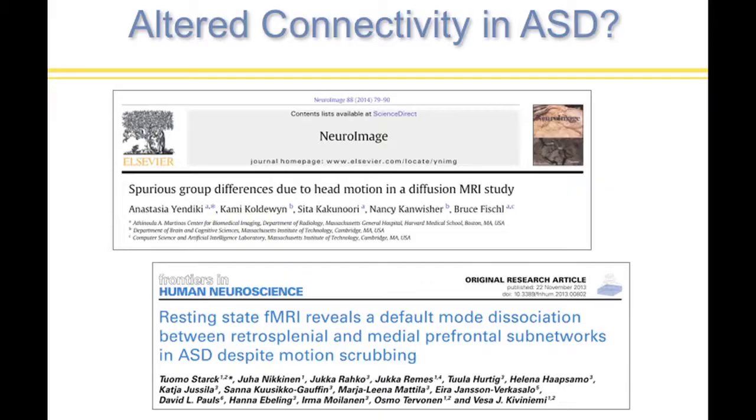And thankfully, there are now more and more papers coming out showing that you can still find some of these same connectivity differences even after you do this fancy motion scrubbing, as it's been termed. So in essence, much ado about nothing. It's not like everything that we have shown is due to artifacts. Nevertheless, it has certainly cautioned the field and made us more aware of some of these methodological issues.